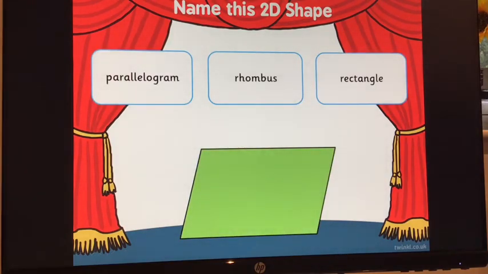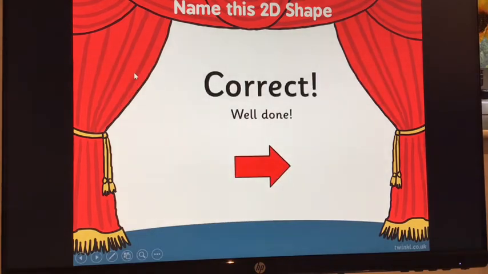Is this a parallelogram, a rhombus, or a rectangle? Well, we know it can't be a rectangle because it doesn't have 4 right angles. But it does have 2 pairs of parallel sides, 2 acute angles, 2 obtuse angles, so it is a parallelogram.